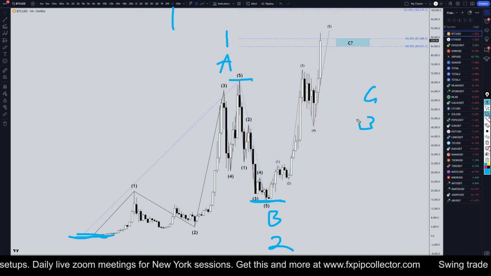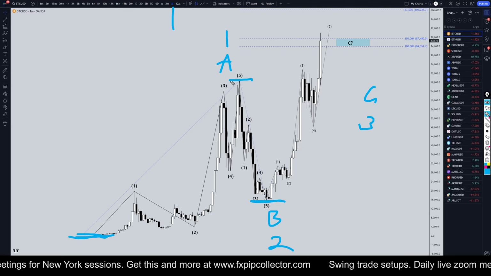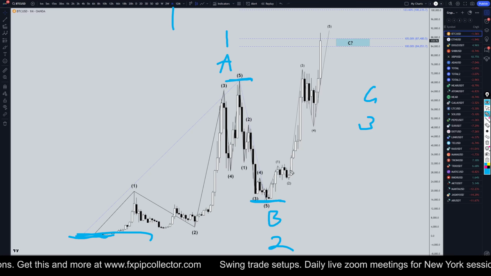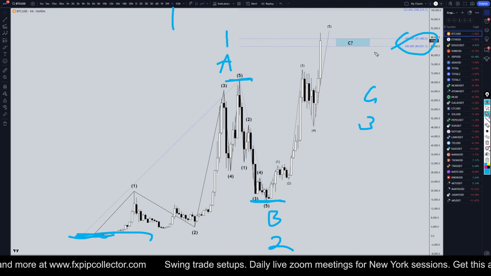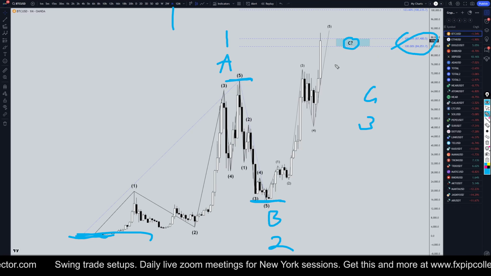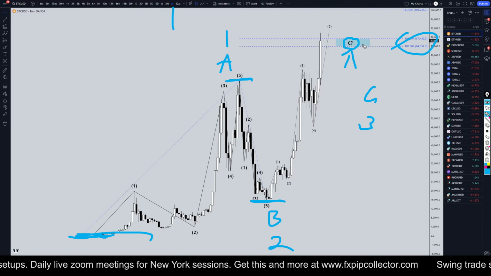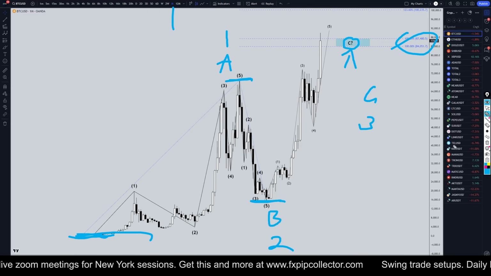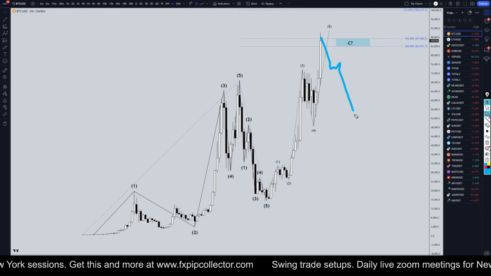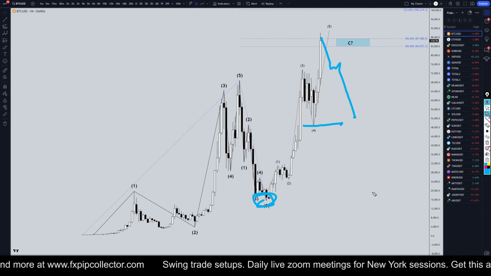What is the most likely target for a wave C normally? Normally, the most likely target for a wave C is the 100% Fibonacci extension of wave A projected out the bottom of wave B. So the 100 to 105% Fibonacci extension is normally the most likely target for a wave C. I've had this little blue box right here for months and months because this is my target for a potential wave C. If it really is a wave C, then this will not only go down, take out the low of wave 4, but it might even go all the way back down to these previous lows.